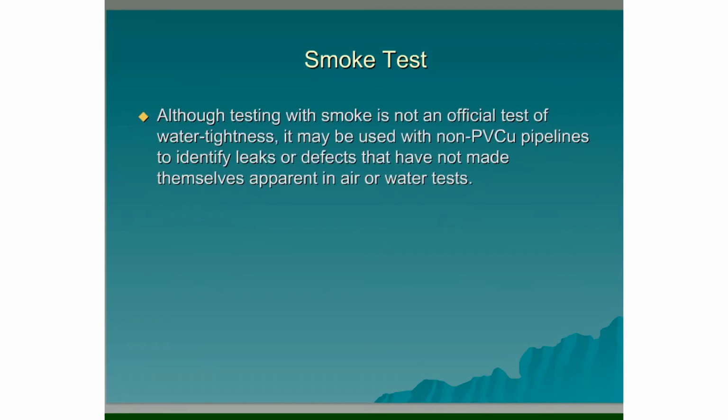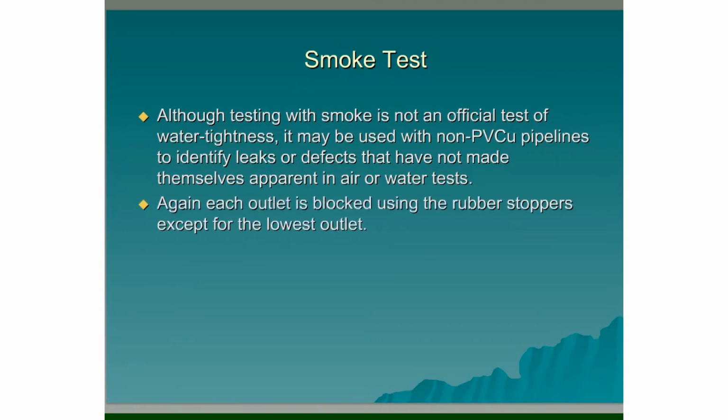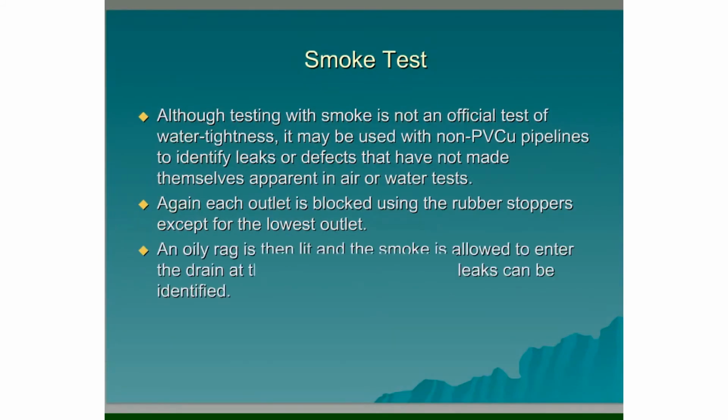Next is the smoke test. Although testing with smoke is not an official test of water tightness, it may be used with non-PVCU pipelines to identify leaks or defects that have not made themselves apparent in air or water tests. Again, each outlet is blocked using a rubber stopper, except for the lowest outlet. Then an oily rag is lit and the smoke is allowed to enter the drain through the lowest point, where any leaks can be identified.